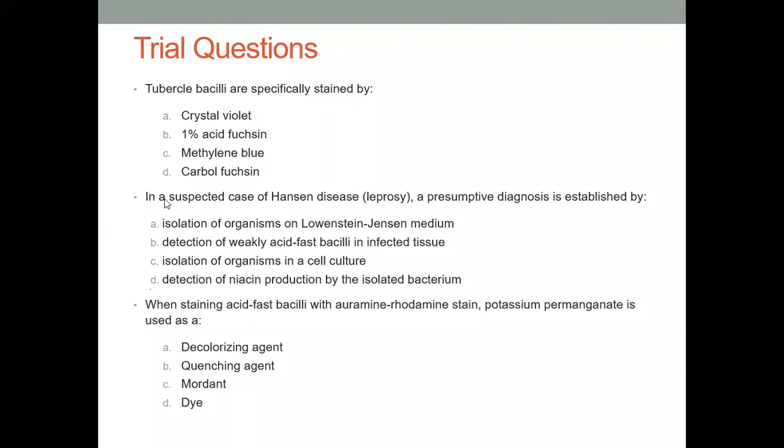Right. So in a suspected case of Hansen's disease, a presumptive diagnosis, and remember Hansen's disease is leprosy, and leprosy is caused by Mycobacterium leprae. A presumptive diagnosis is established by isolation of organisms on Lowenstein-Jensen medium. Right. Is this true or false?